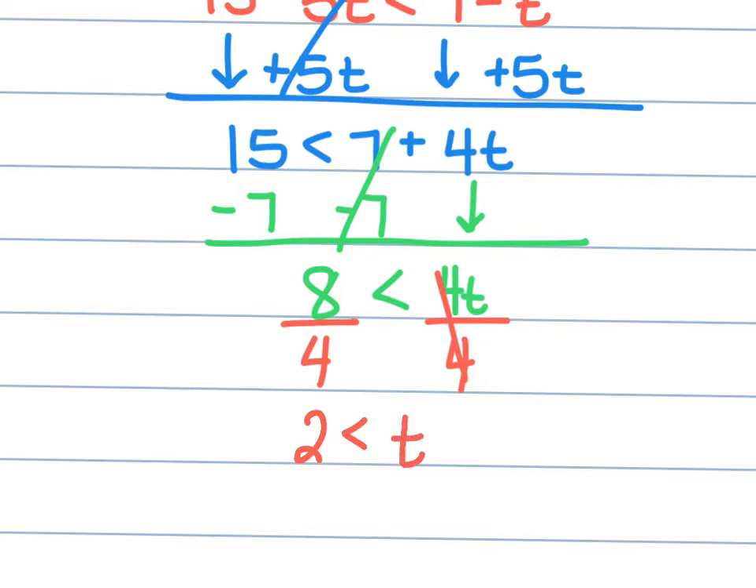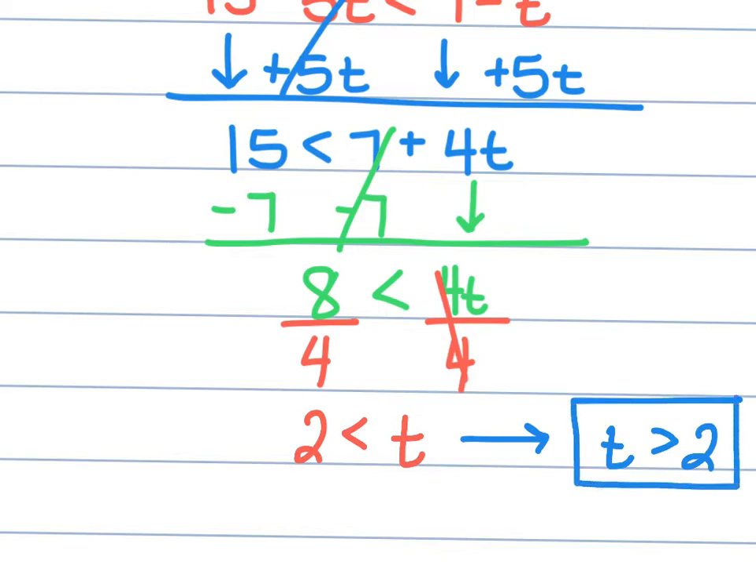So from here, you want to rewrite this to where your variable comes first. Whatever side your inequality sign is open to, you want to keep it open to that. So you want to make sure that t comes first and that inequality is open to the t, so it's going to stay open to the t, and then you write that 2. So t is greater than 2.